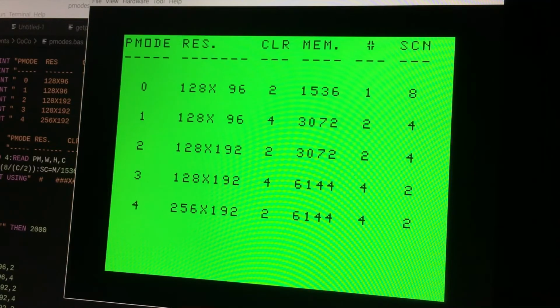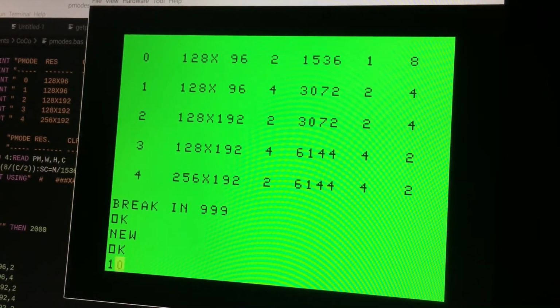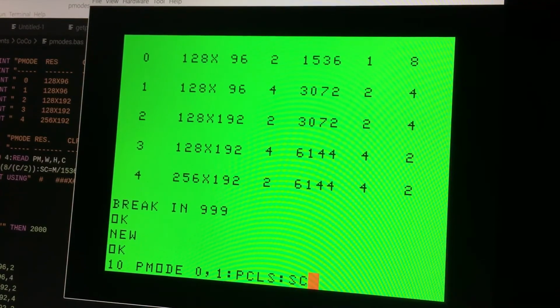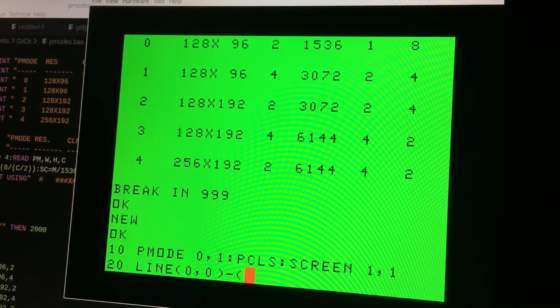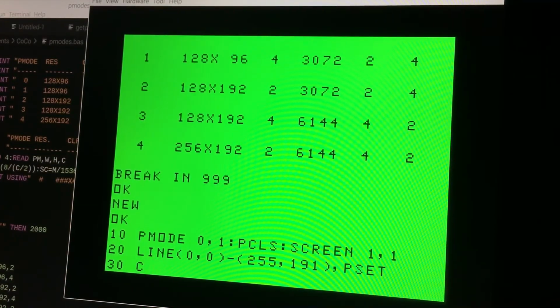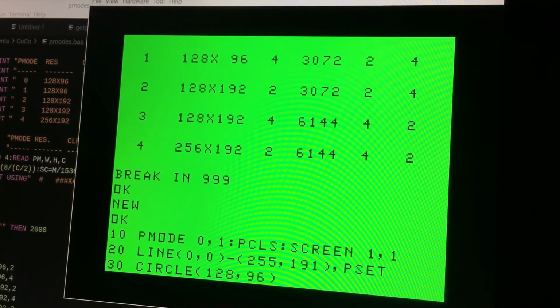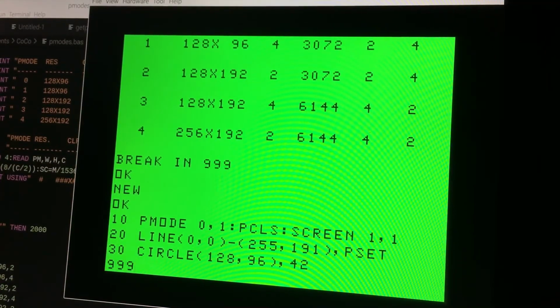And then P-Mode 3 and 4, those both took about 6K. P-Mode 3 was the 4-color mode at 128 by 192, and P-Mode 4 was the 2-color mode at 256 by 192, and they both took up the same amount of memory. So the nice thing about how this worked is every P-Mode used the same coordinate system. So if I was in P-Mode 0 at page 1, and I did this, a line from 0,0 to, let's see, we're going to say 255,191, PSET, and maybe a circle in the middle. Circle is always 128,96, we'll make it 42, and 999, go to 999.